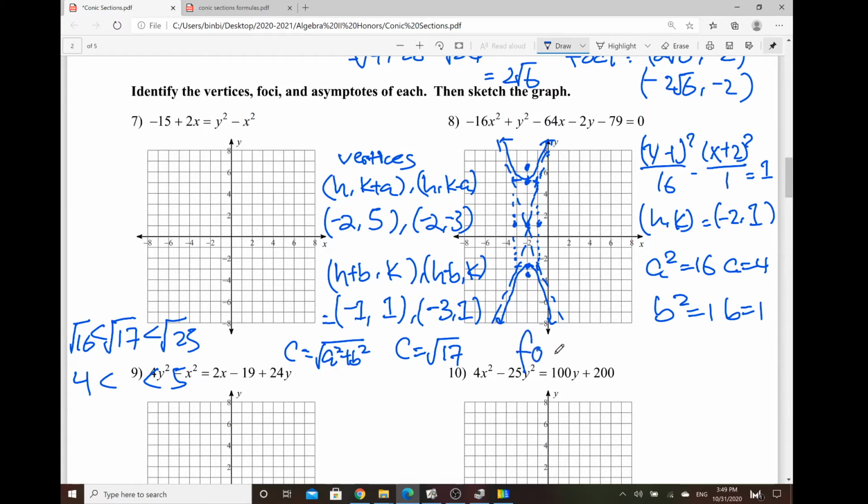So for the foci, we do have h comma k plus c. So negative 2 comma 1 plus root 17, and then the other one is negative 2 comma 1 minus root 17. Again, the center is right here, which is what? Negative 2 comma 1. Okay, so that's it for the hyperbola.